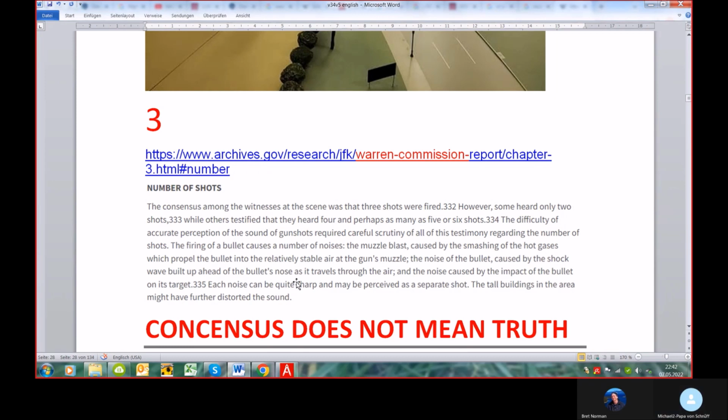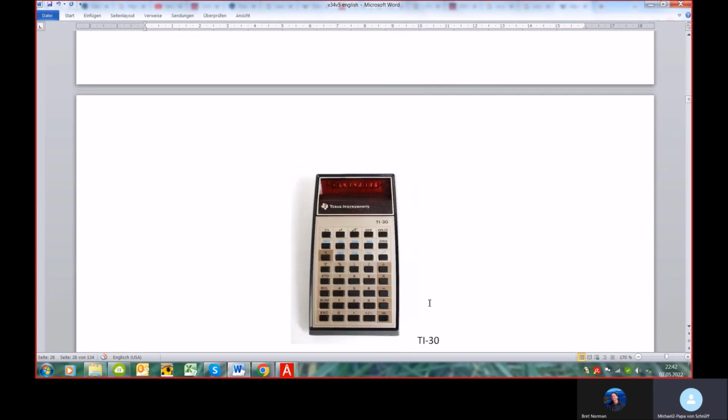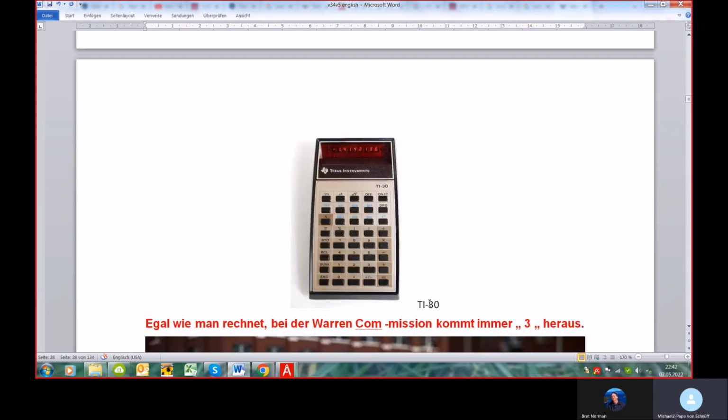Yes. Yeah, but it's a consensus, huh? It does not have anything to do with truth. And it's very interesting that either way you are calculating in Texas, the only outcome is three.